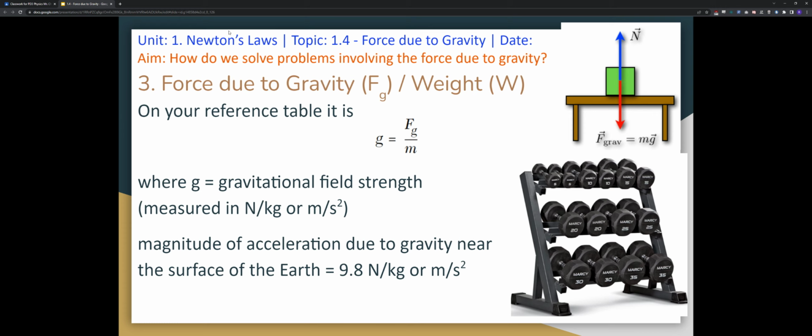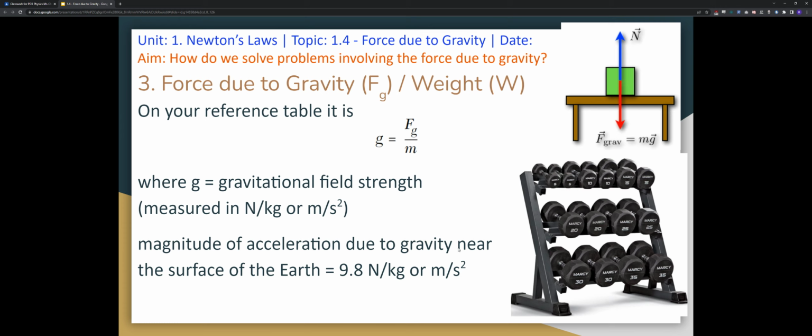So the third formula that we're going to learn in this class is g = Fg / m. g means gravitational field strength. In other words, that is also your acceleration due to gravity. Fg is my force due to gravity, and m is my mass.